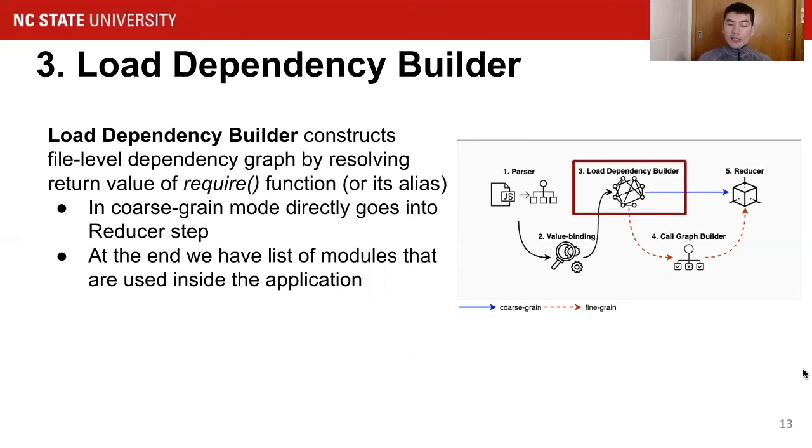During the load dependency builder, we construct the file-level dependency graph by resolving the return value of the require function or its alias. In coarse-grain reduction mode, after the load dependency builder, we go directly to the reducer part. And at the end of the load dependency builder, we construct the list of all used modules inside the application.